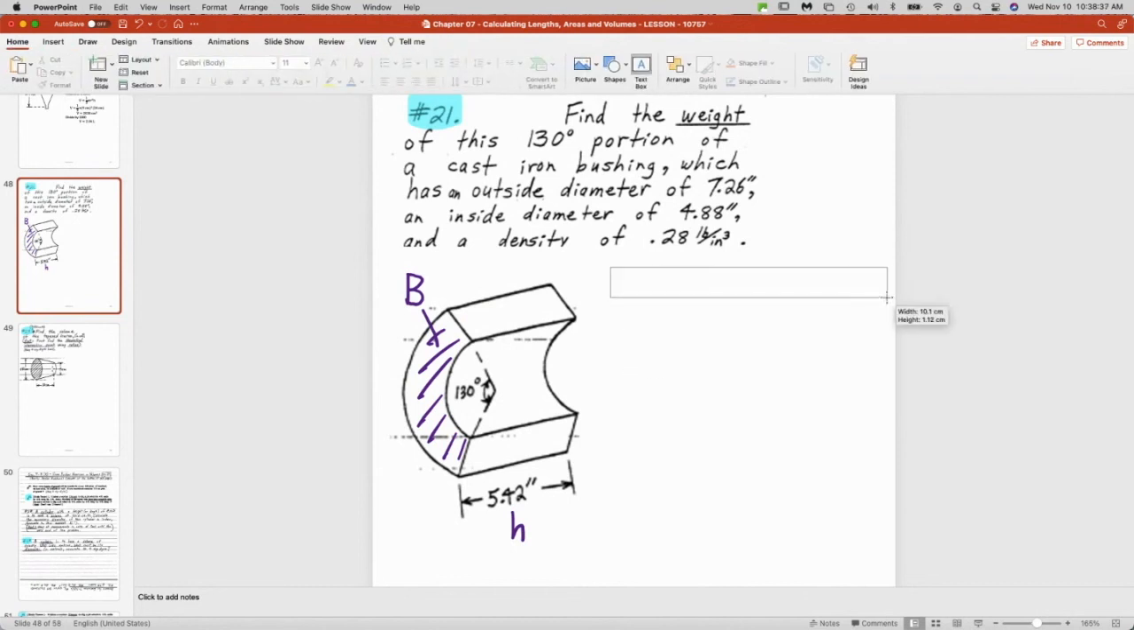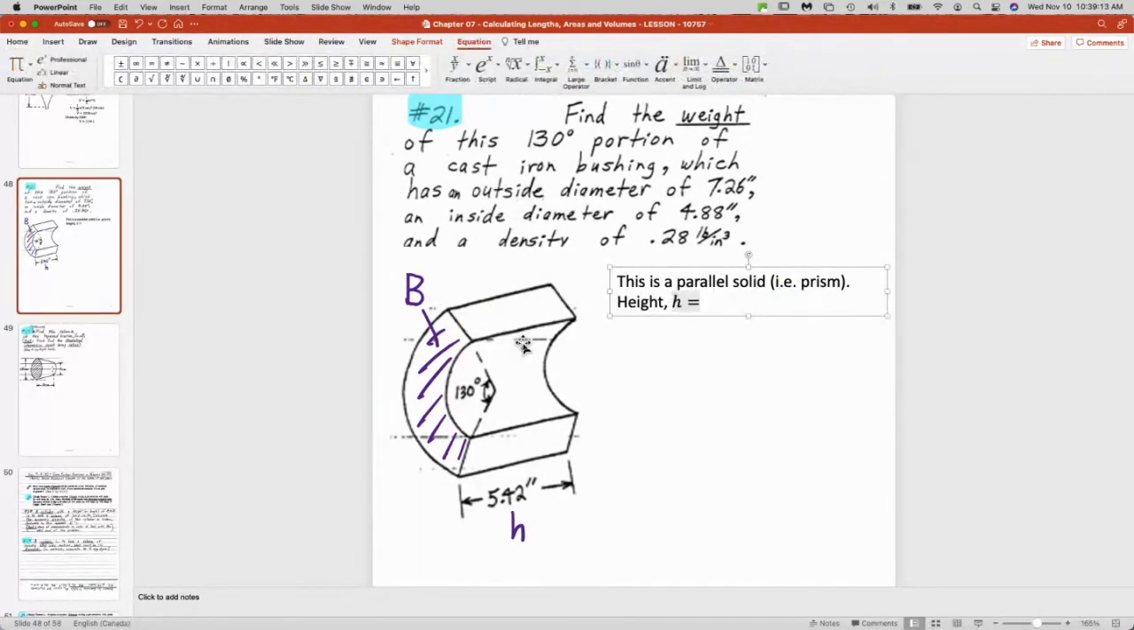So let's go here and talk about that. This is a parallel solid or a prism. Well, it's 130, okay? You see the 130? We're going to have to find the area; the cross-sectional area is going to be a bit weird. Let's get the easy thing out of the way. The height of the prism is 5.42 inches.